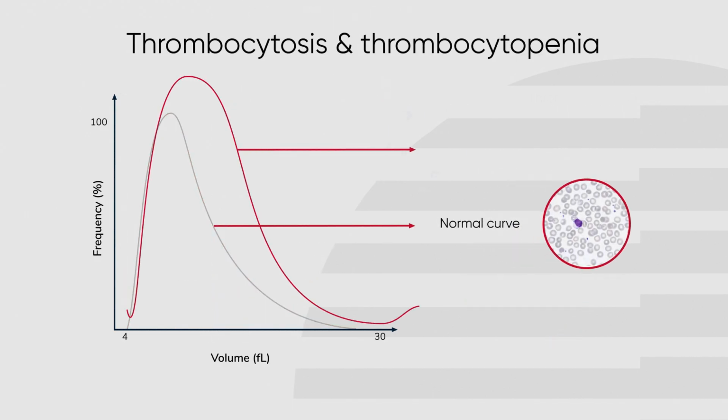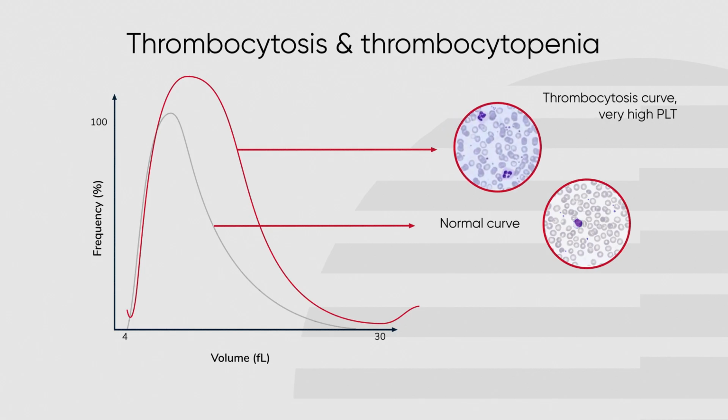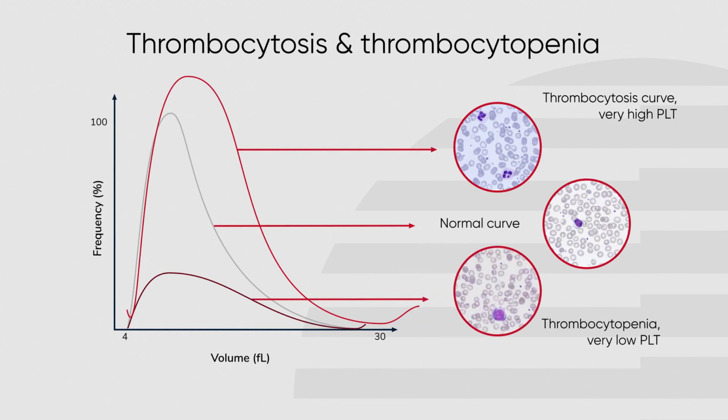If there are very many platelets present, this is called thrombocytosis and it will result in an elevated curve. If there are very few platelets present, called thrombocytopenia, the curve will instead flatten.